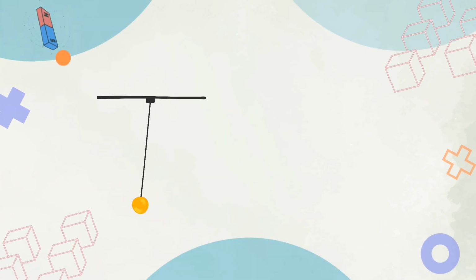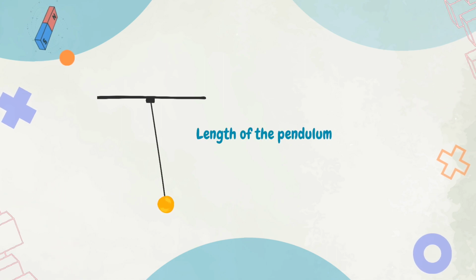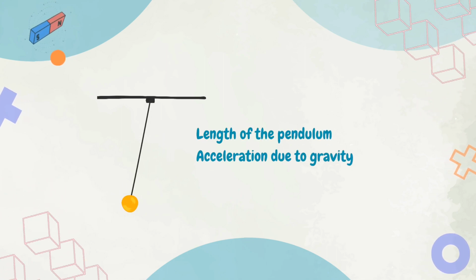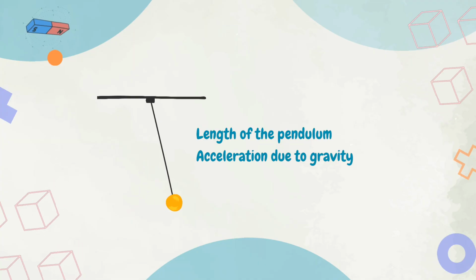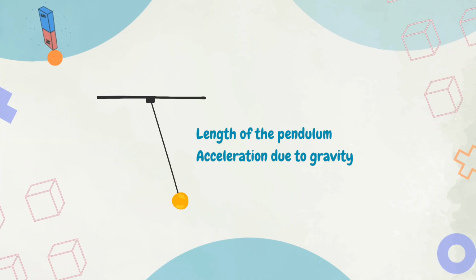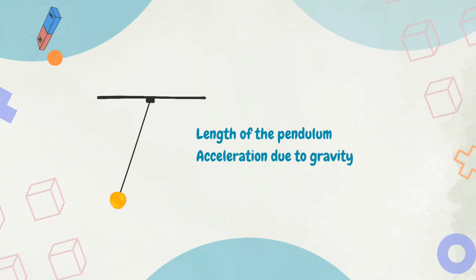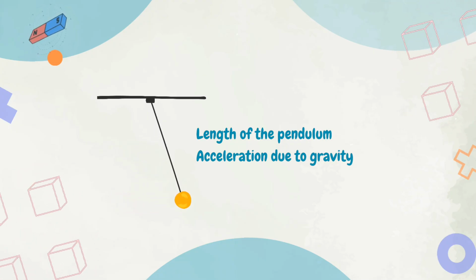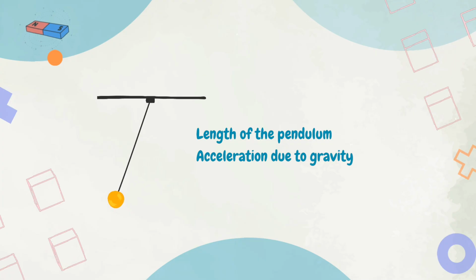There are two factors that affect the period of the pendulum. These are the length of the pendulum, L, and the acceleration due to gravity, which is simply the gravitational force. The length of the pendulum is directly proportional to the period of the pendulum. The longer the length, the larger the period. And when the length of the pendulum increases, the period also increases.